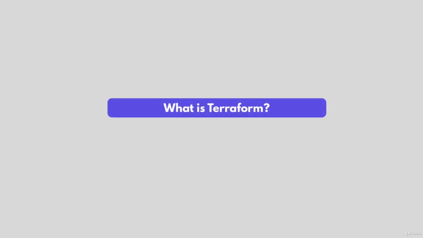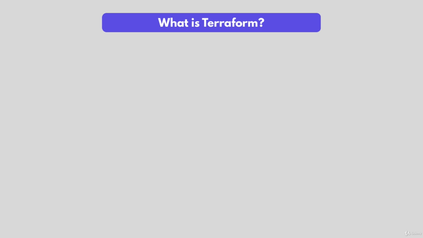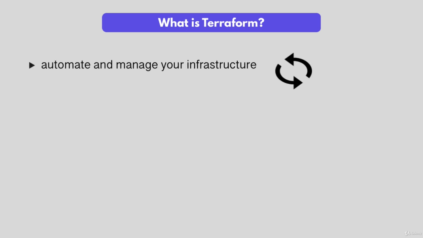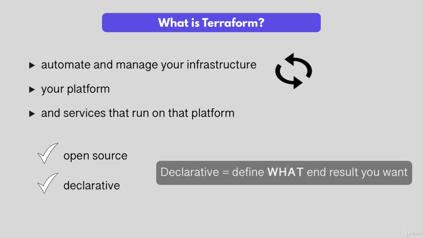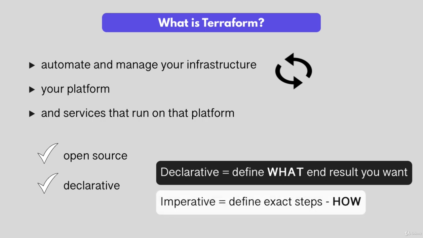So first of all, what is Terraform? Terraform allows you to automate and manage your infrastructure and your platform and services that run on that infrastructure. It's open source and it uses declarative language, meaning you don't have to define every step of how this automation and management is done. You just declare what you want, the final result or end result, and Terraform will figure out how to execute it, versus imperative style where you specify how to execute each step.